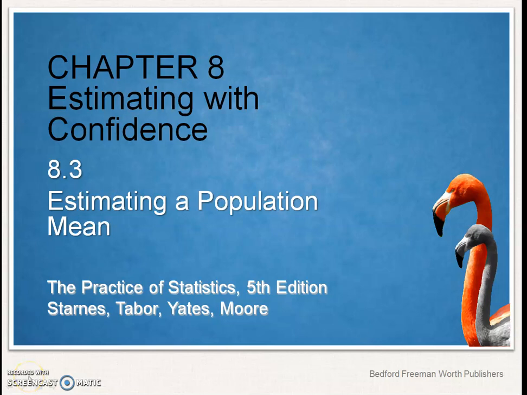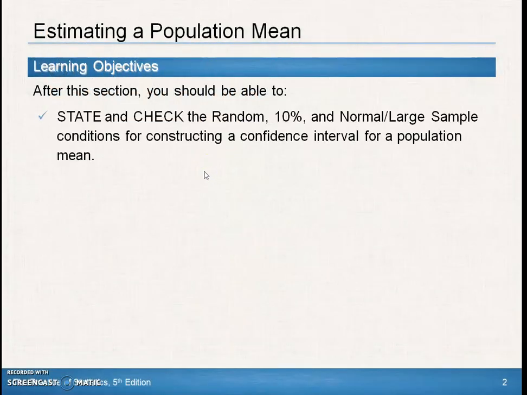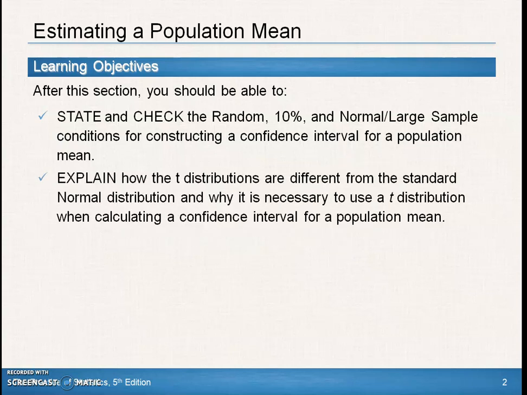Probability and Statistics, Chapter 8, Section 8.3, Estimating a Population Mean. If you remember, when you were estimating a population proportion, this is going to be very similar. So after this section, you should be able to state and check the random, 10%, and normal/large sample conditions for conducting this confidence interval. Two of them are the same, random and 10%. Normal/large sample conditions are a little bit different.